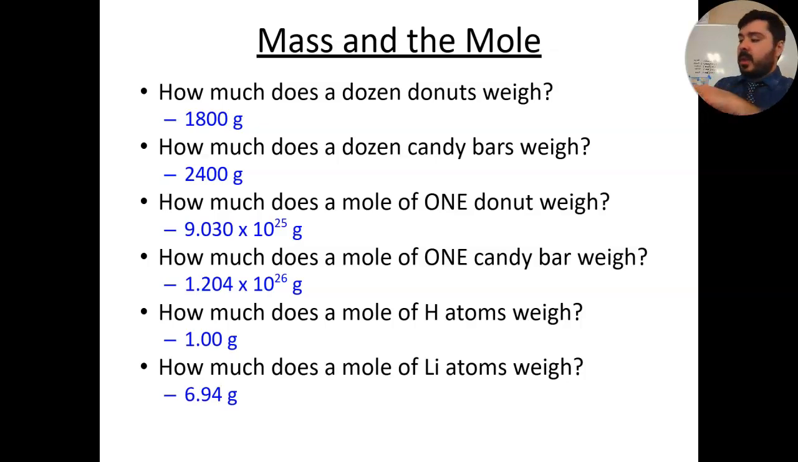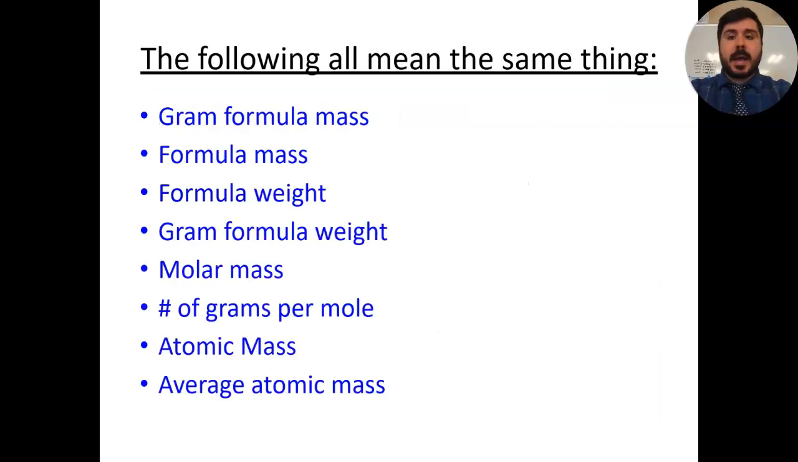Same with lithium. Lithium is just below that. Lithium, top left-hand corner, 6.94 in the upper left-hand corner for lithium on the periodic table. Well, our answer for how much a mole of lithium atoms weigh, 6.94 grams. Okay, so we get that from the periodic table. Right, it's as simple as that.